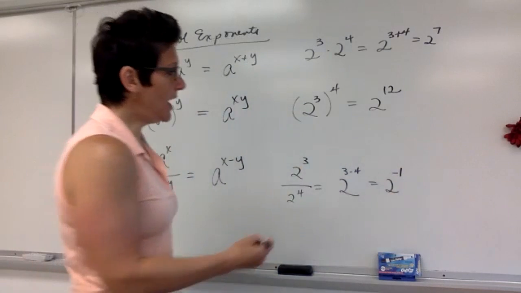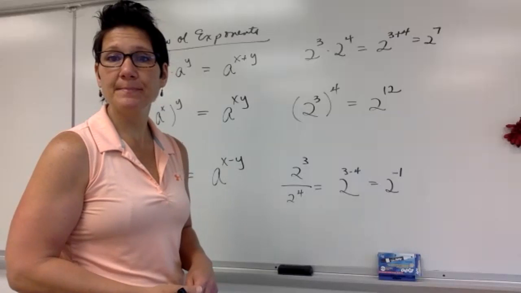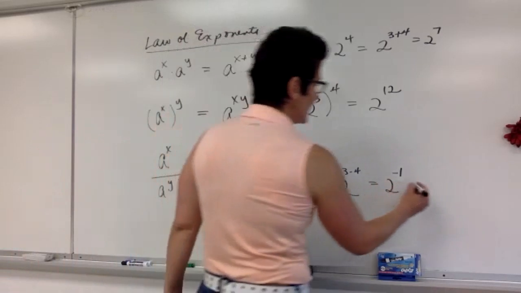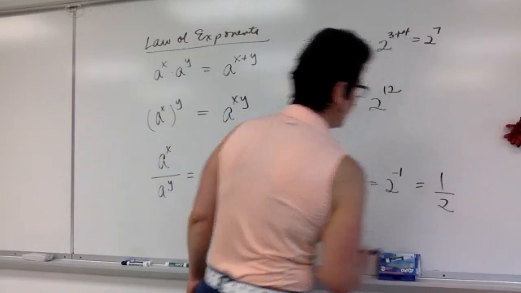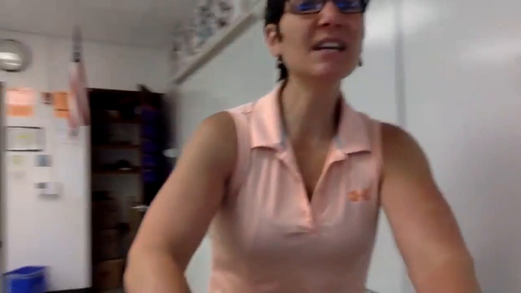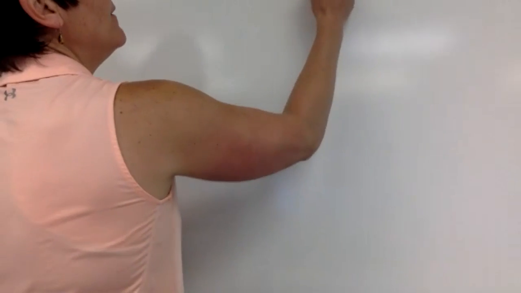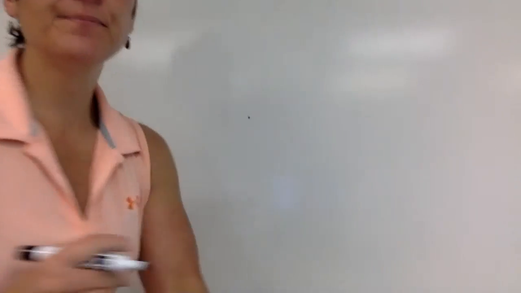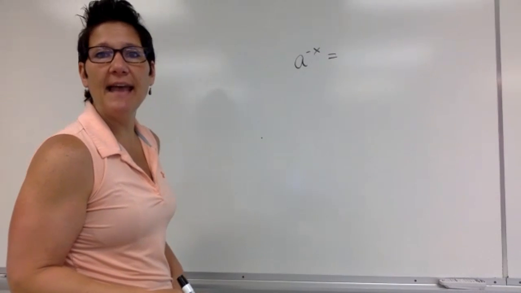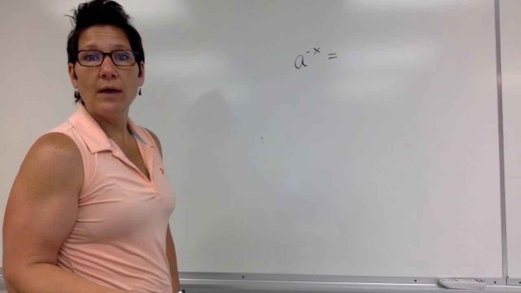Negative 1. Uh-oh. How do I write that without it being a negative exponent? 1 over 2 to the first. Yes, it becomes 1 over 2 to the first, right? Because if you think about it, the other property, I can just keep moving and moving. If I have a to the negative x power, I can write that as 1 over a to the x.